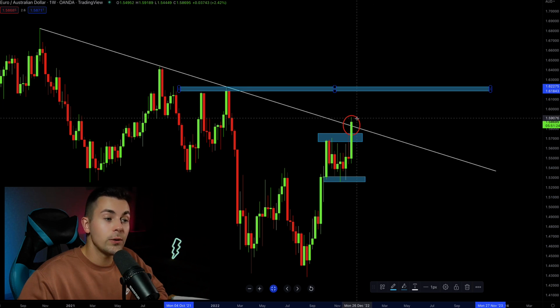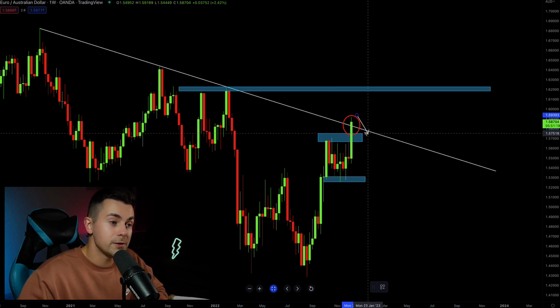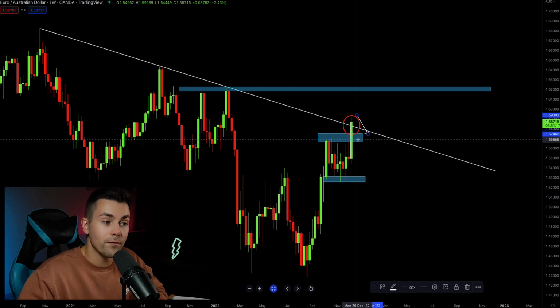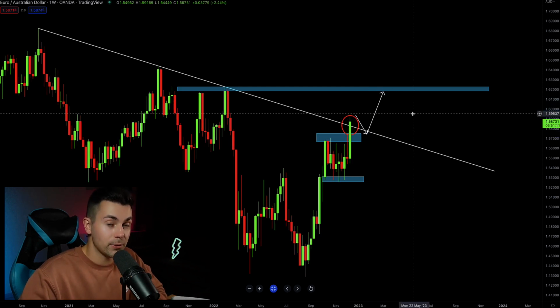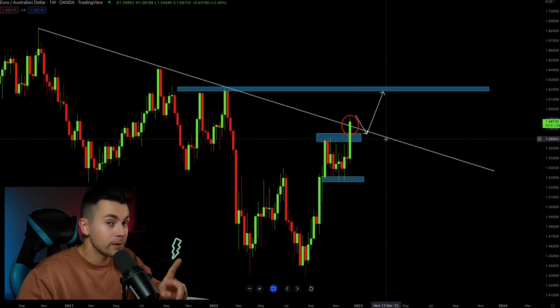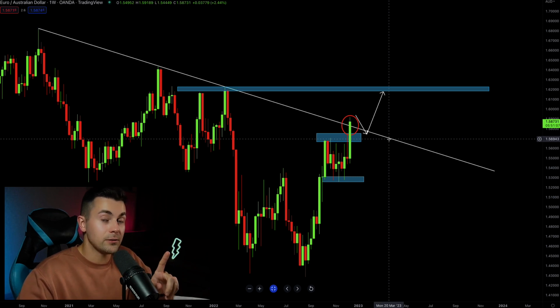So traders, if we close above that trend line on the weekly, look for an occasional retest, either of that horizontal support or that trend line. And from there, look for buying opportunities. And it can be a great swing trade that you can catch.